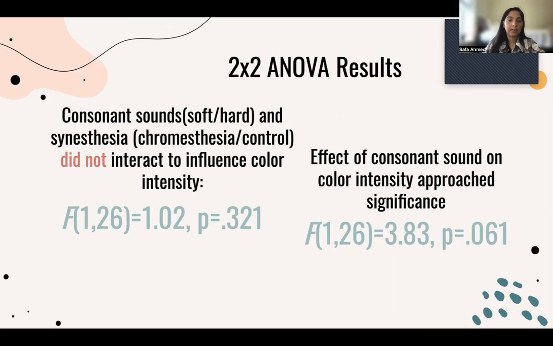To examine the effects of synesthesia, so chromesthesia versus the control, and then the consonant type, hard versus soft, on color and color intensity, I performed a 2x2 ANOVA. Grapheme results again weren't included because they didn't conform to study instructions.